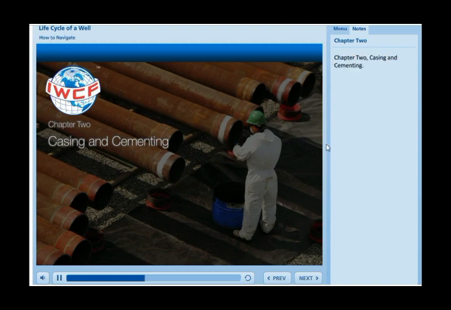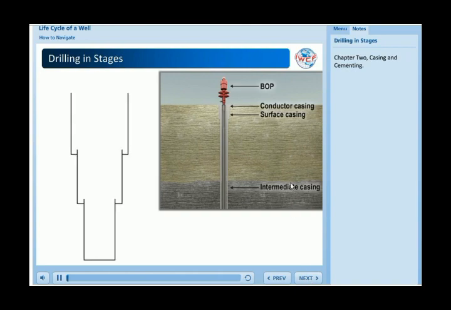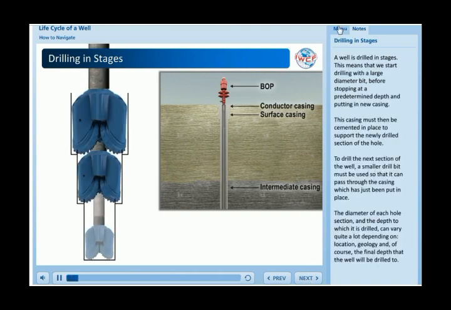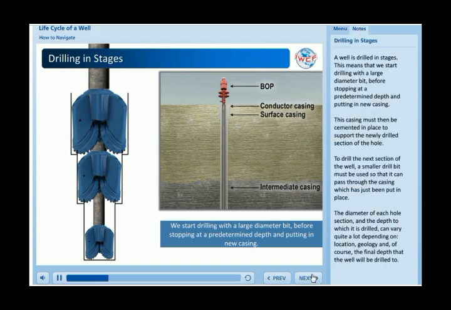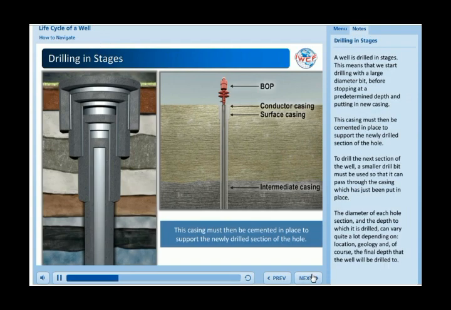Chapter 2. Casing and Cementing. A well is drilled in stages. This means that we start drilling with a large diameter bit before stopping at a predetermined depth and putting in new casing. This casing must then be cemented in place to support the newly drilled section of the hole.